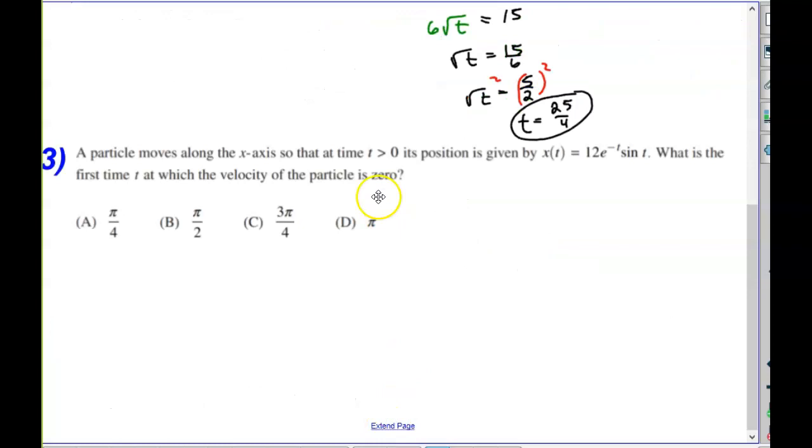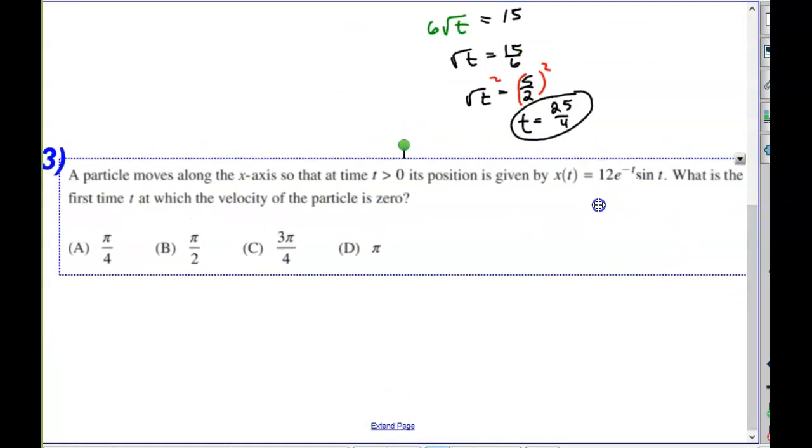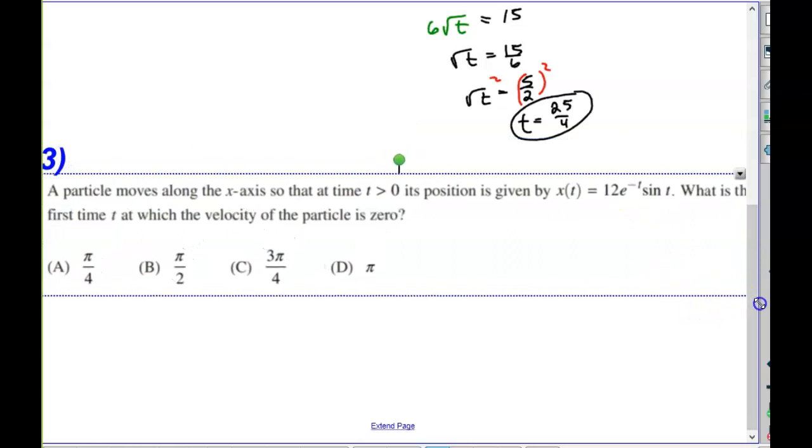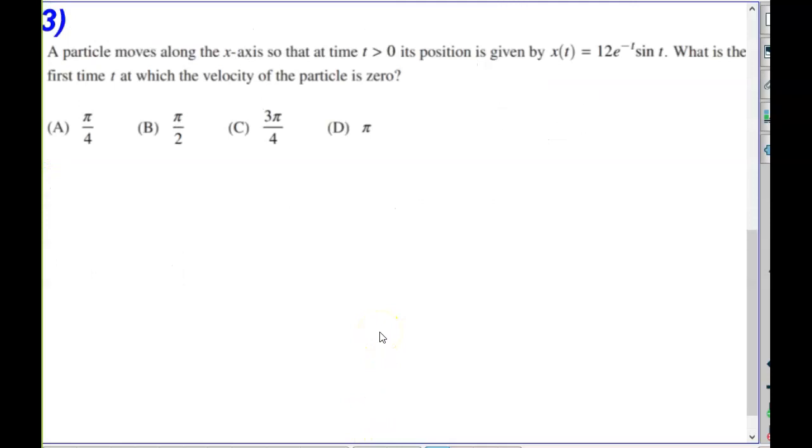Okay, let's look at this one. This one is another one that kids get, and then algebraically they kind of freeze. So, particle motion. A particle moves along an x-axis so that time is greater than 0. Its position is given by this function. What is the time at which the velocity of the particle is 0? What would you do? Perfect. Take the derivative and set it equal to 0.